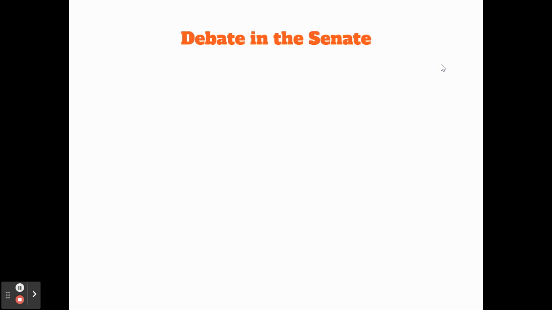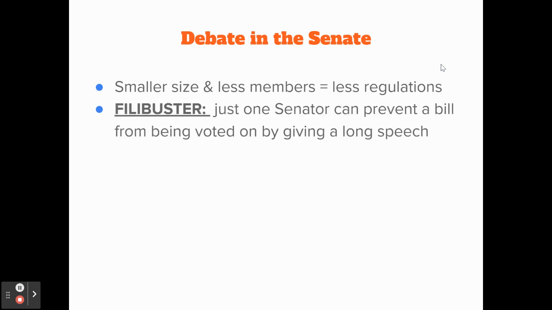All right. Debate in the Senate, because it's smaller and has fewer members, is definitely less regulated, right? There are fewer rules for debate in the Senate. There's no rules committee, for example. The main thing we have to talk about with debate in the Senate is that there is something you can do in the Senate that you can't do in the House, and that's called using the filibuster.